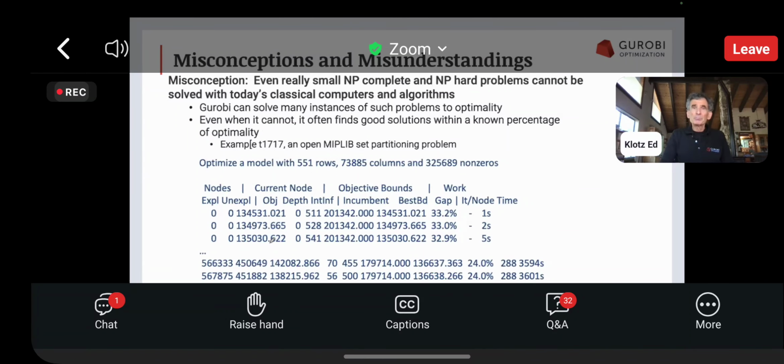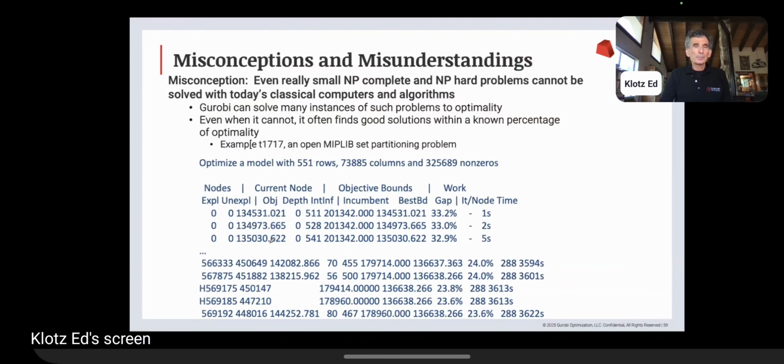And then the last misconception is that even really small NP complete and NP hard problems can't be solved with today's classical computers and algorithms. So Gurobi can solve many such instances to optimality. Even when it can't, it still manages to provide decent solutions within a known percentage of optimality.